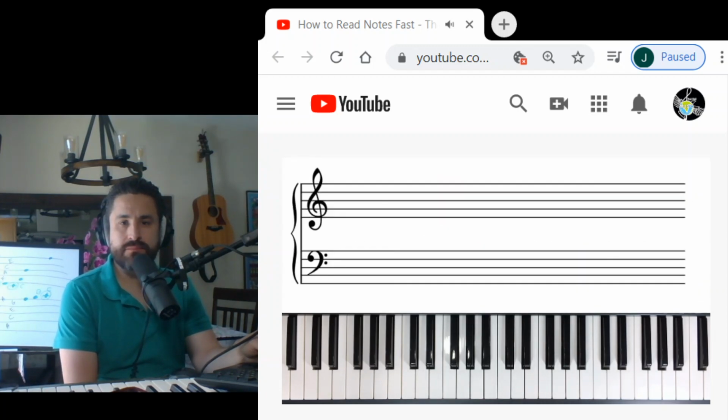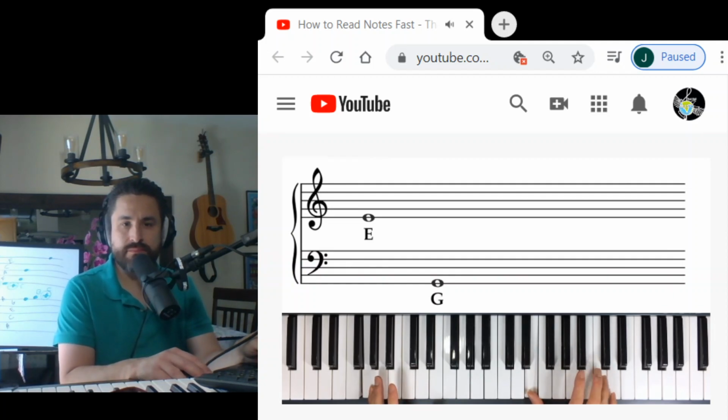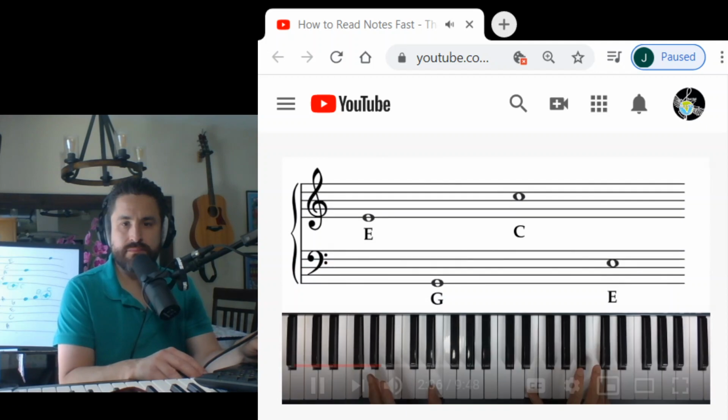Now here we have a clean staff, and here the first line in the treble clef is an E. However, the first line in the bass clef is a G. The second space from the top is a C. But in the bass clef, that same note is an E.